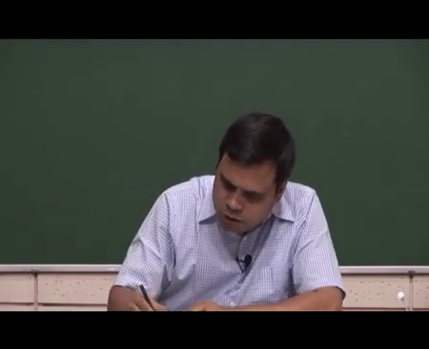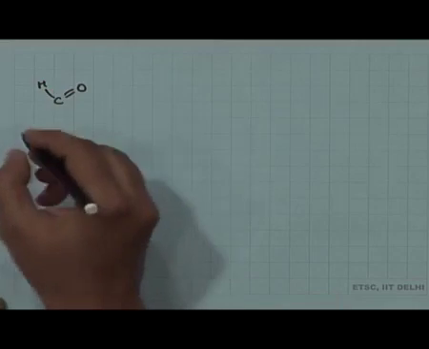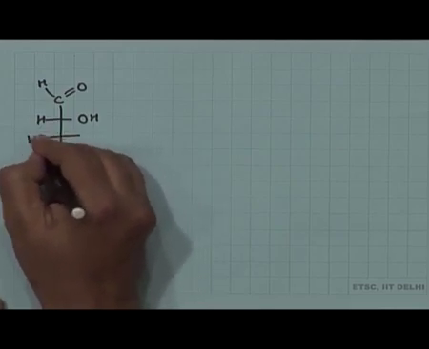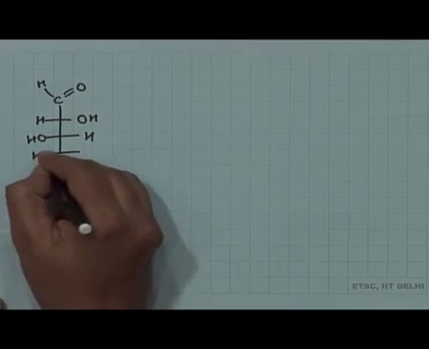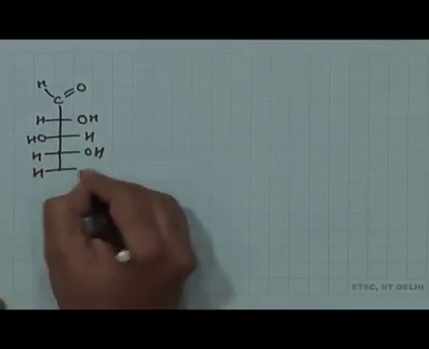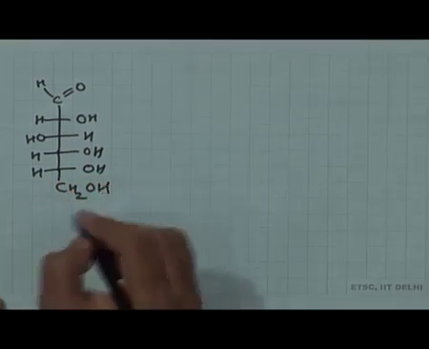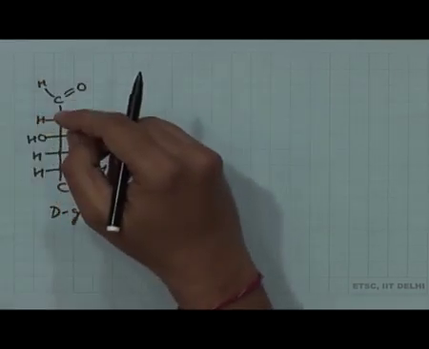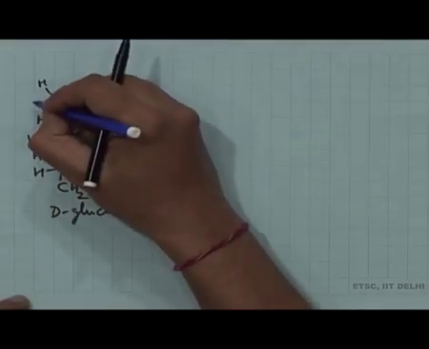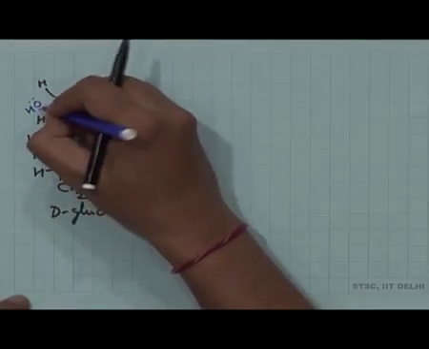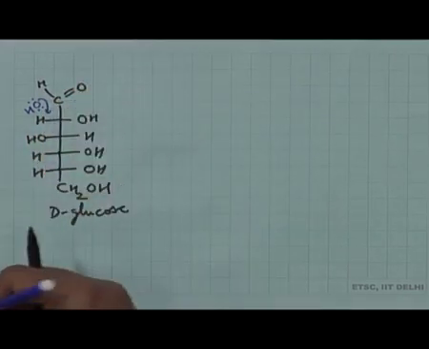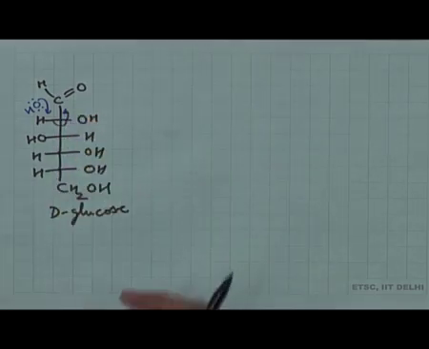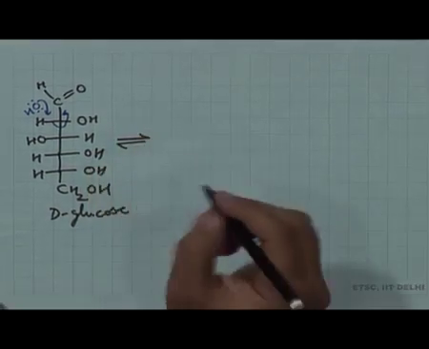I will start with D-glucose. D-glucose reacts with the base, as we saw in the case of epimerization, to form the enolate ion.